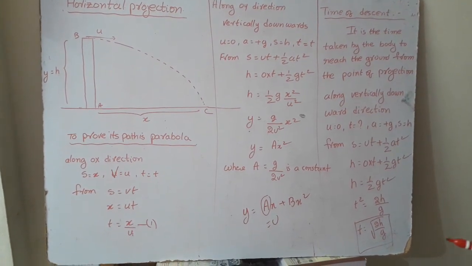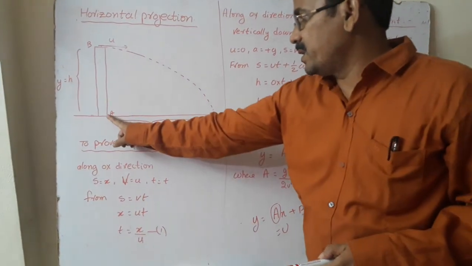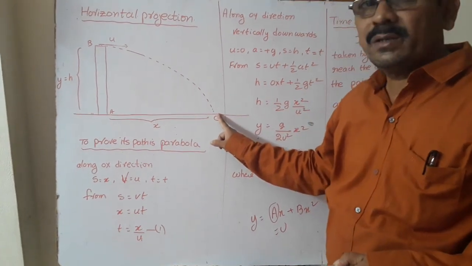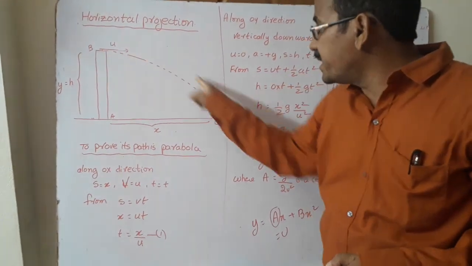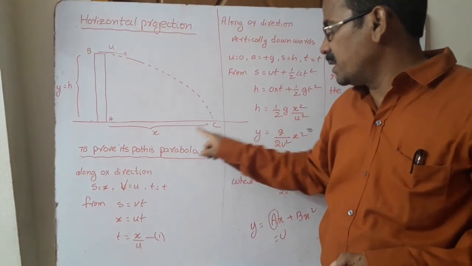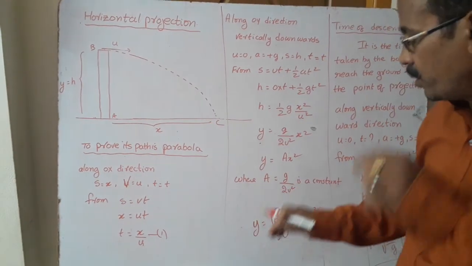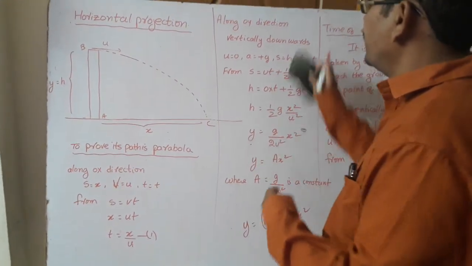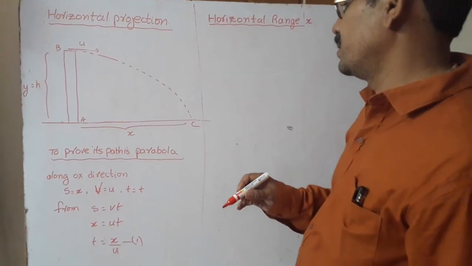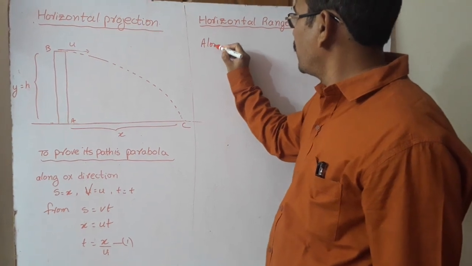Then we find horizontal range. A is the base of the tower and C is the point where the body hits the ground. The distance between A and C, that is x, is called horizontal range. I am going to find horizontal range. To find horizontal range, we must think along horizontal direction.